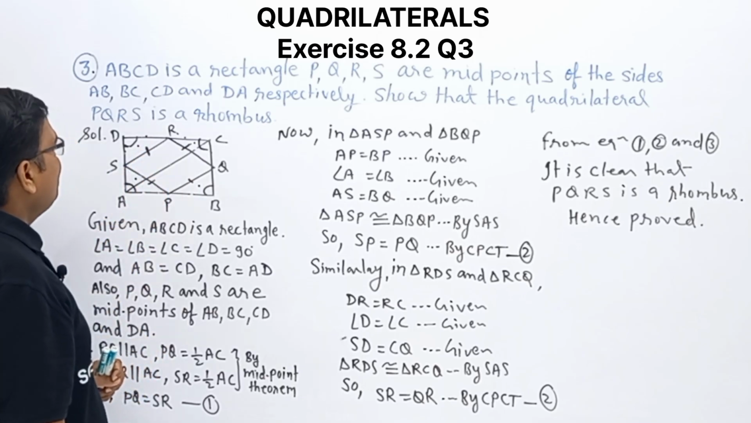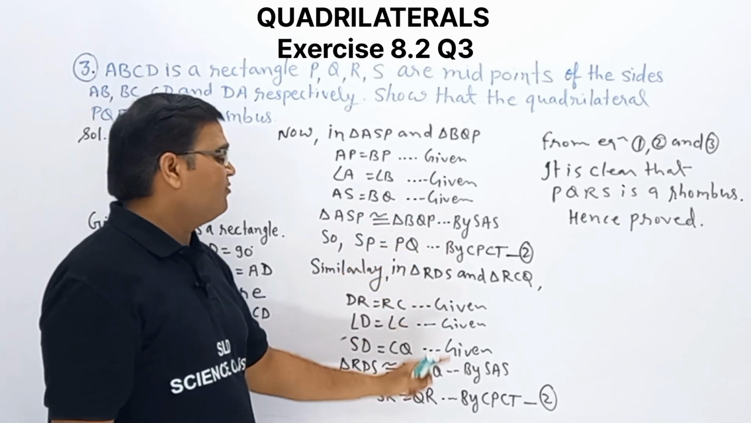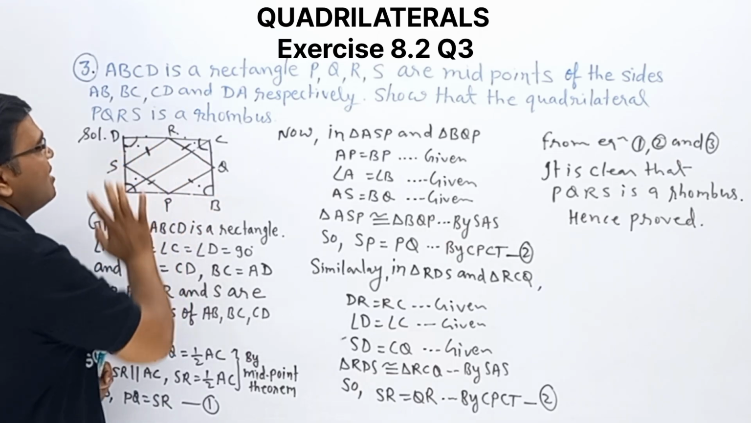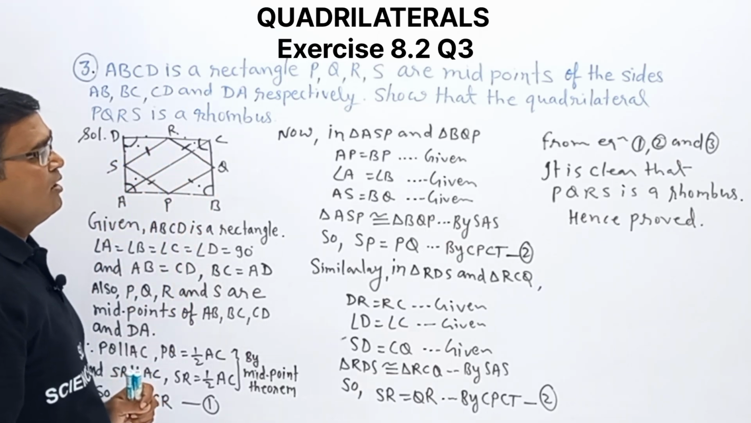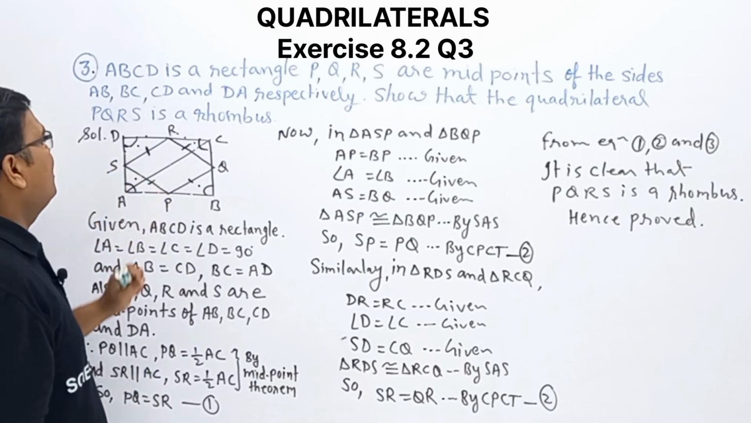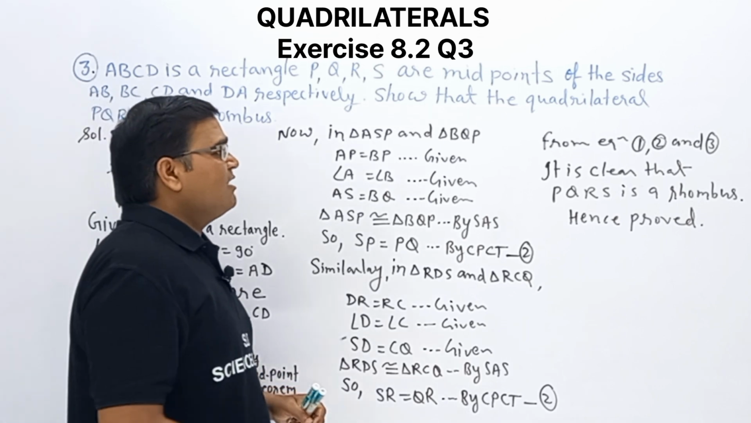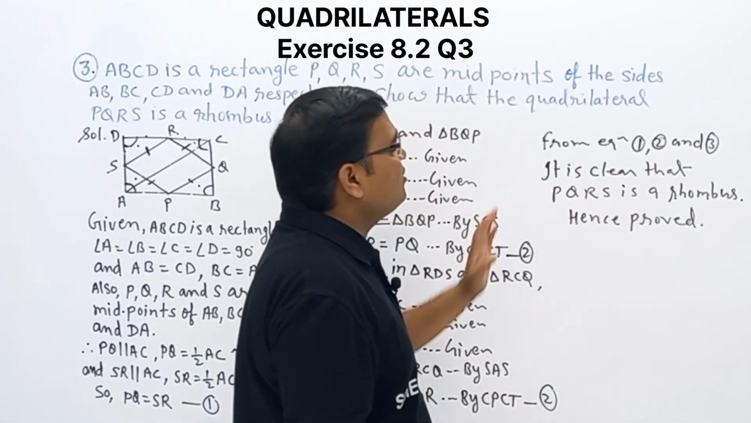Once we compare equations 1, 2 and 3, we get that all sides are equal and parallel. So we can say all sides are equal and opposite sides are parallel. So we can say PQRS is a rhombus, and this is what we wanted to prove.